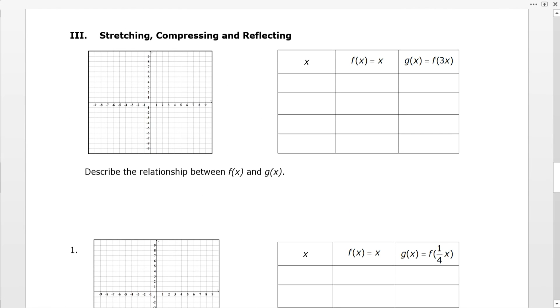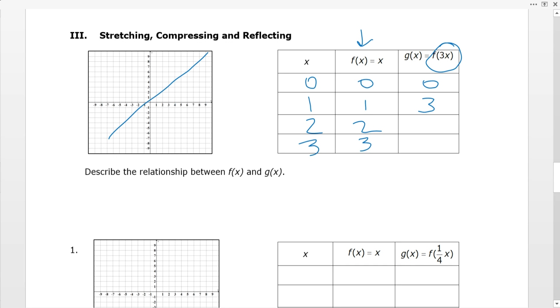Okay, let's talk about stretching, compressing, and reflecting. What's happening here is my x is changing, it's being multiplied by 3. So I'm going to have 0, 0, 1, 1, 2, 2, which you should realize is the parent function. And so my parent function looks something like that. If I multiply my x value times 3, then I have 1 and 3, 2 and 6, 3 and 9.